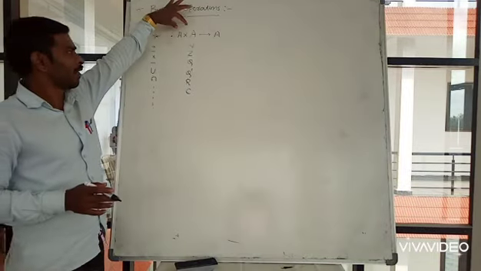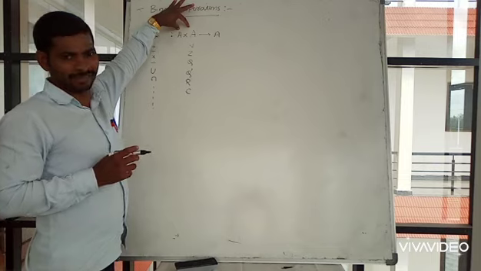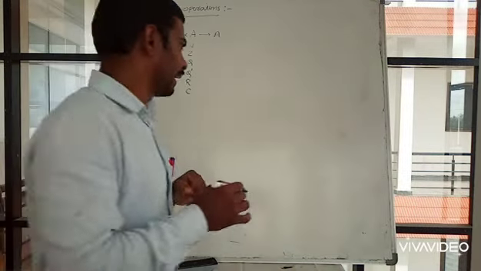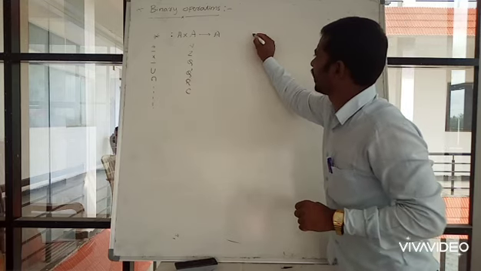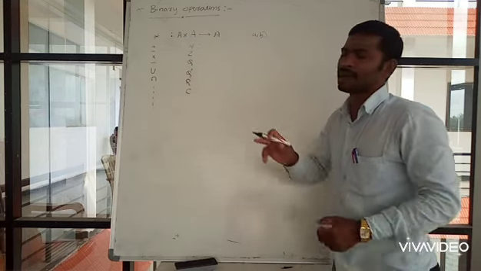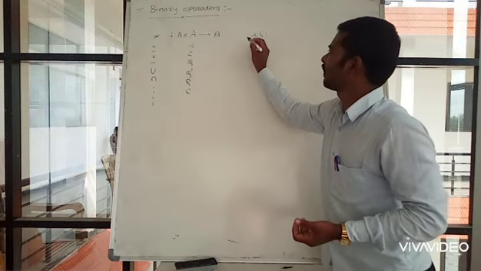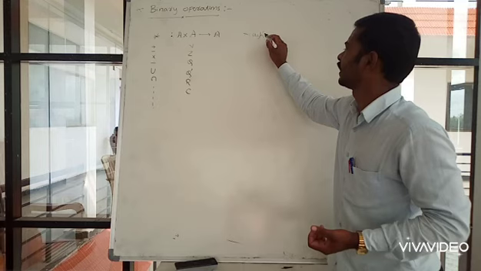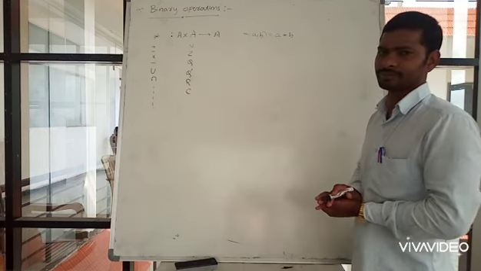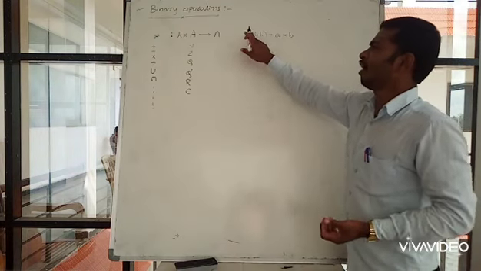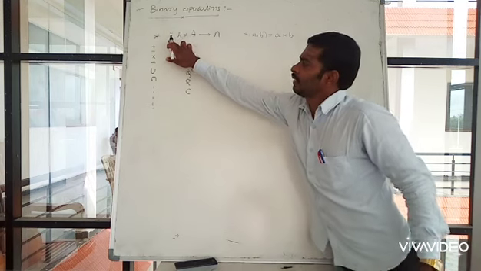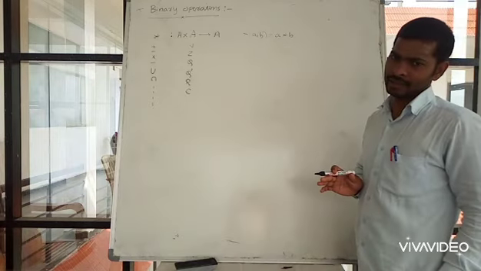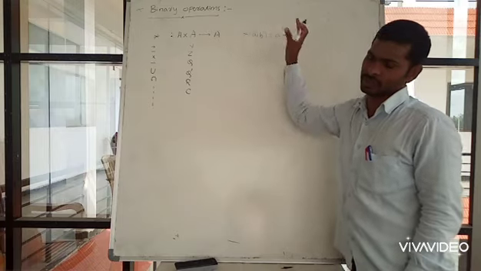How do you denote it? A cross A contains ordered pairs of elements. Here, if a, b is any ordered pair of the Cartesian product A cross A, how do you define this? For each ordered pair (a, b) under this operation star, it is usually denoted by a star b. That is, star of (a, b) is equal to a star b. This is the definition, or this is the notation.